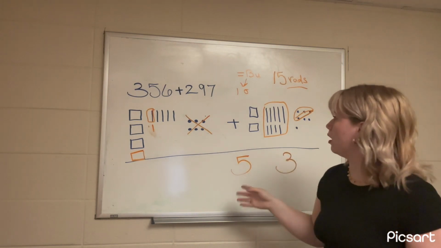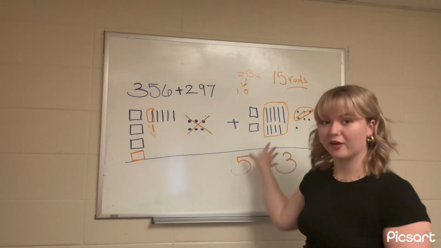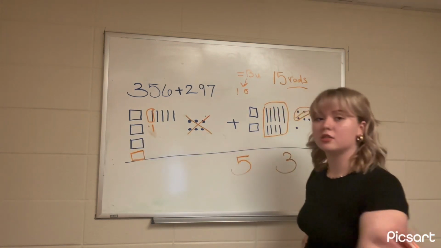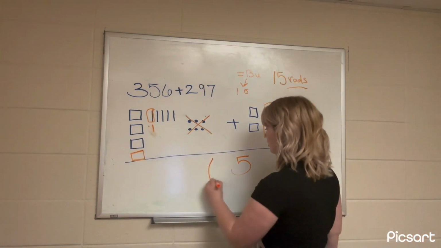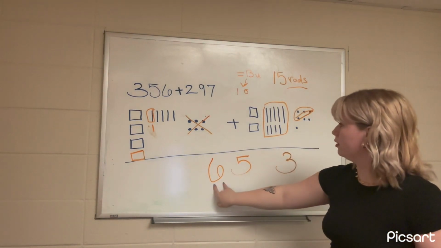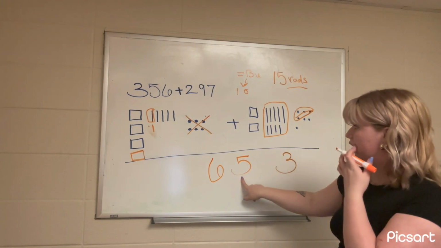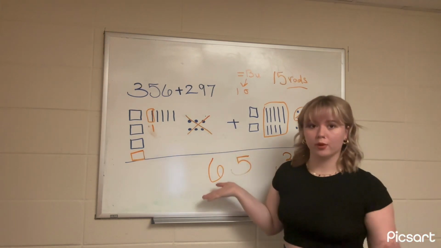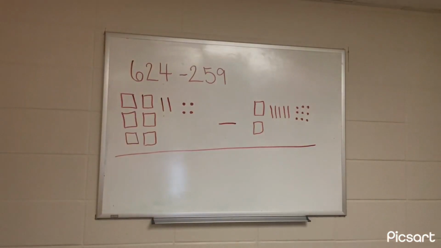So now we just add as we have been doing. So 2, 3, 4, 5, 6. So the answer is 653 because we have 600 in flats, 50 in rods, and 3 units. And that is how you add with base 10 blocks.